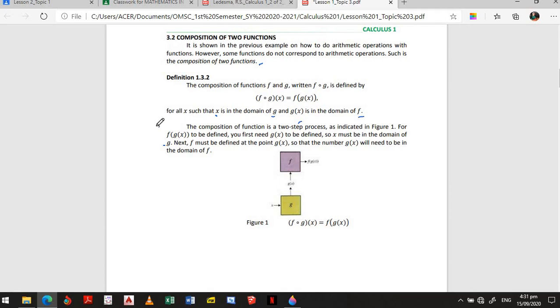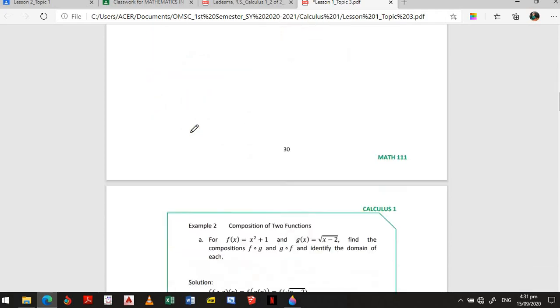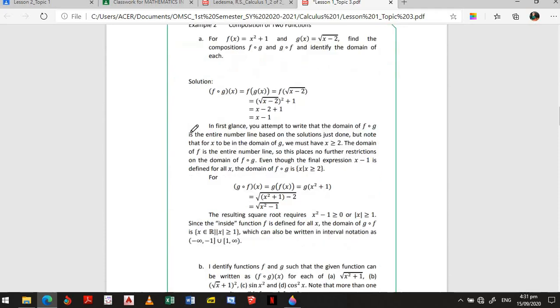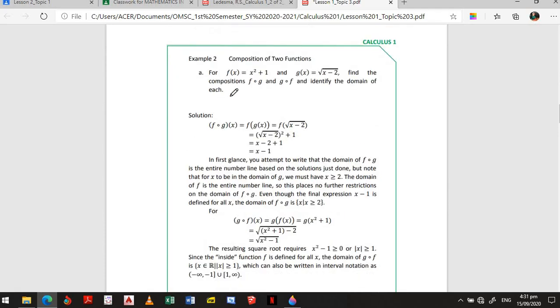Medyo po siya complicated intindihin. But we can understand that easily by considering our example here. So for our composition of two functions, we are going to consider f of x equal to x squared plus 1 and g of x equal to square root of x minus 2. We are going to find the composition of f and g and the composition of g and f, and identify the domain of each.